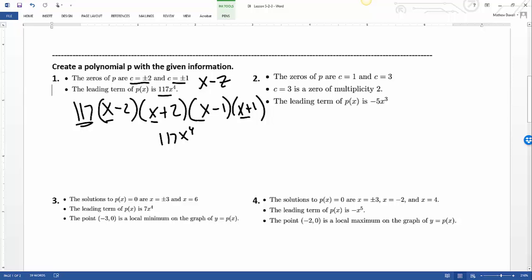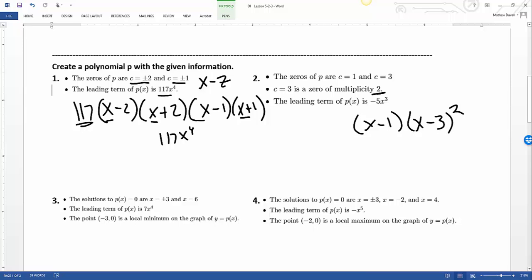So it says the zeros of p and c equal 1 and 3. So x minus 1 and x minus 3. C equals 3 is a 0 of multiplicity 2. Okay, so there's my 2.